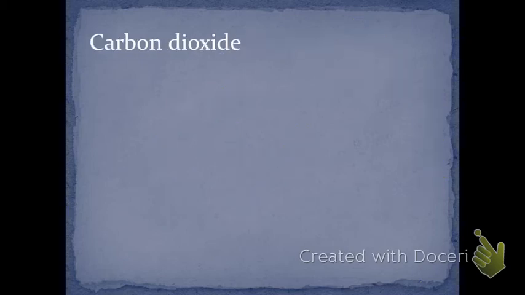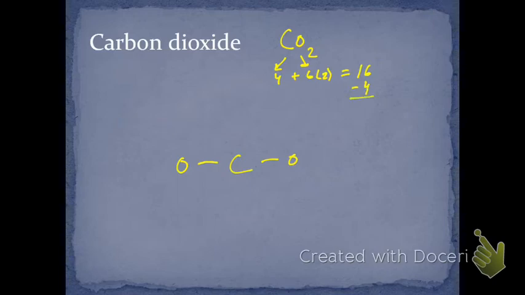Let's check out carbon dioxide, CO2. Let's first figure out the valence electrons. Carbon has 4, and oxygen is in group 16, so it has 6, times 2 since there are 2 oxygens. 6 times 2 is 12, plus 4 is 16 valence electrons. Carbon goes in the middle. It's bonded to oxygen. How many did I use? Well, I used up 4, since I had 2 bonds, so I have 12 left.